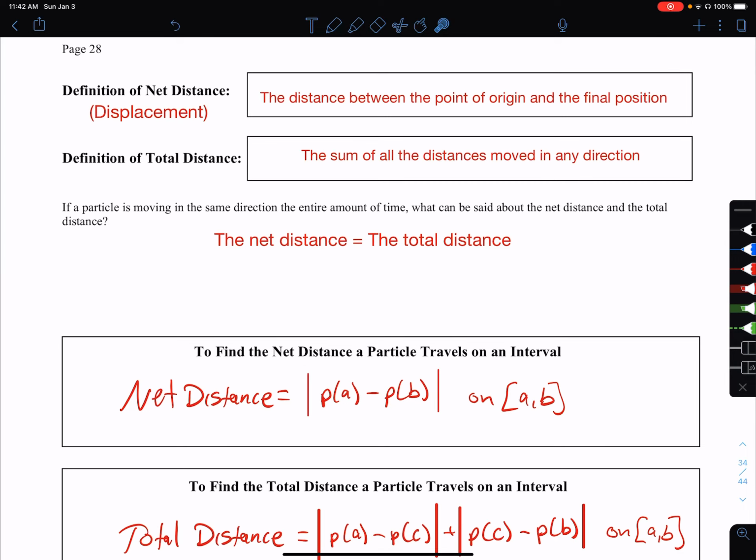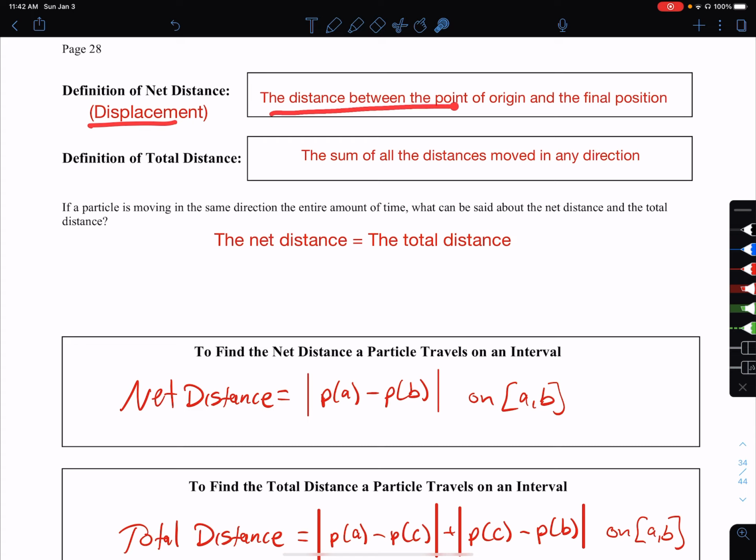AP Calculus AB, we're in section 5.5. This is the second video, and we are getting into the meat of it, the similarities and differences between net distance and total distance. Definition of net distance, which you could think of as displacement.